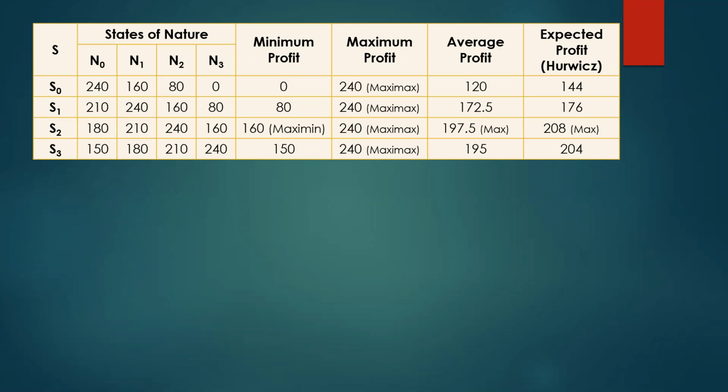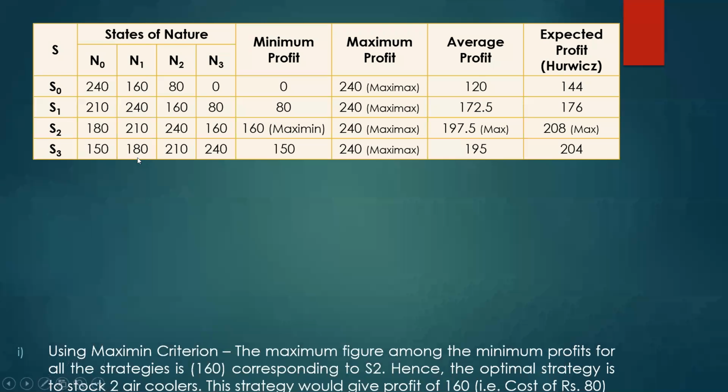Okay, I'll just take an example of the first, N0. The maximum value is 240. So 240 minus 240 will give me 0 here. 240 minus 210 will give me 30. 240 minus 180 is going to give me 60. And 240 minus 150 is going to give me 90. In the next state of nature, the maximum is again 240, so I'll use 240 to perform the calculation and get the values.